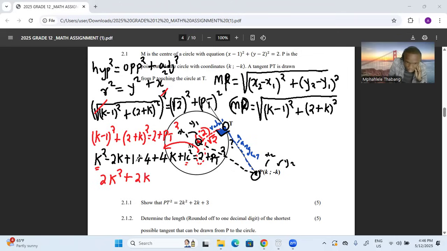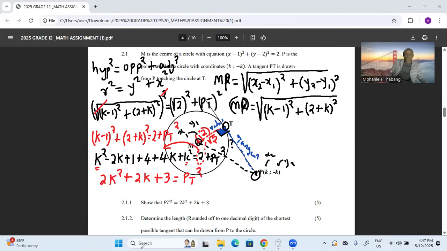Now I have 1 plus 4 minus 2, which is 5 minus 2, which is going to be 3. We are adding like terms, plus 3: 2k squared plus 2k plus 3 equals, I'm left with PT squared on that side. So I did prove that PT squared is equal to 2k squared plus 2k plus 3.